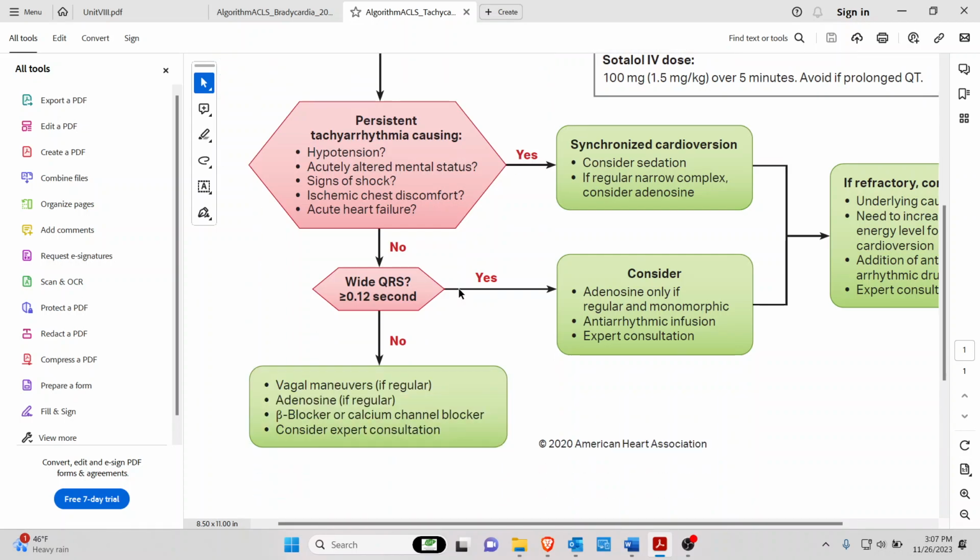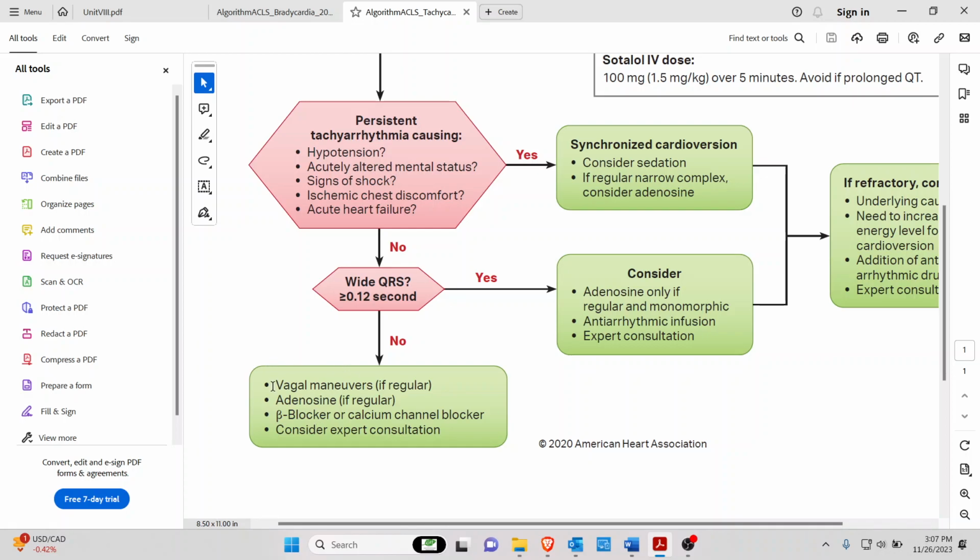So stable treatment for narrow complex is adenosine. You could look at a calcium channel blocker and then seek expert consultation. Stable treatment for a wide complex is, if you're not sure if it's wide, you can try adenosine, but it should stick out to you pretty well. And then if you can confirm that it's wide, you need to go to an amiodarone infusion over 10 minutes.